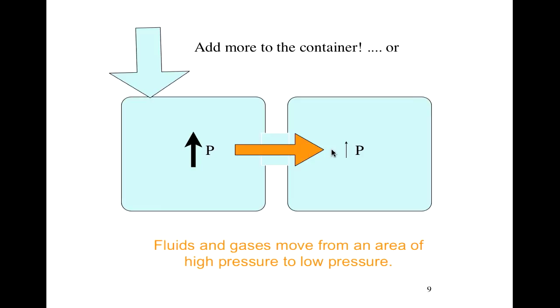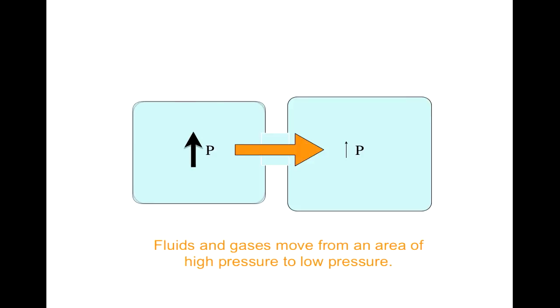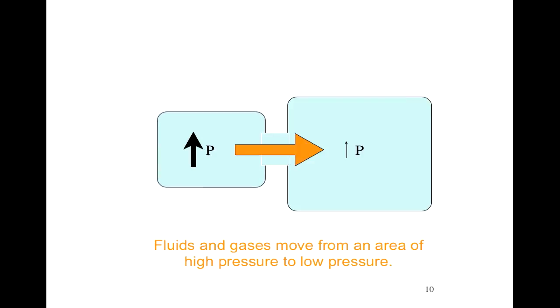There's a second way we can do it, and that is we can reduce the chamber. If I keep the same amount of material that was originally in the chamber, but now make the chamber smaller, the volume has gone down, all of a sudden pressure goes up.